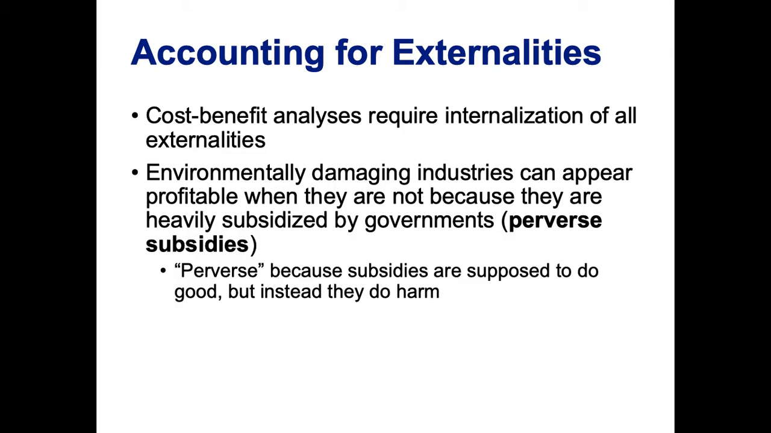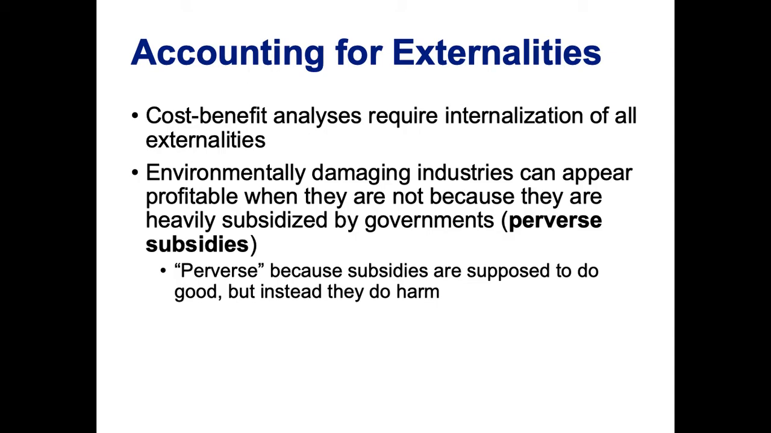So accounting for externalities, this type of cost-benefit analysis requires internalization of all the externalities. So any kind of damage to ecosystem services that have value needs to be included in the cost-benefit analysis. And so sometimes environmentally damaging industries can appear profitable even though they're not, because they're heavily subsidized by governments. And these are called perverse subsidies. They're perverse because they subsidize something that's actually harmful rather than something that's good.